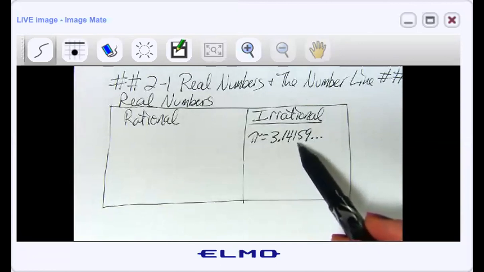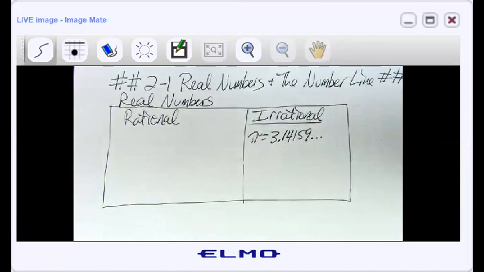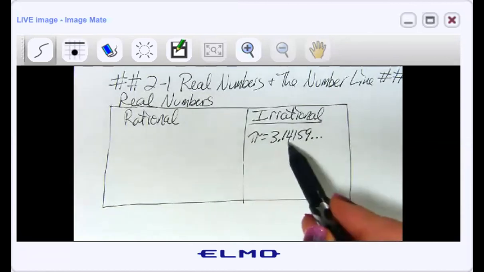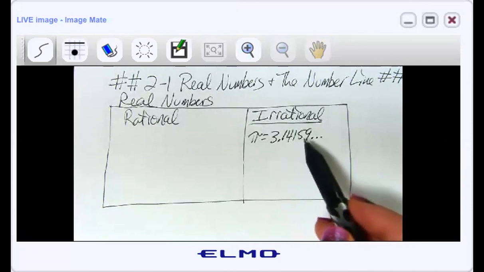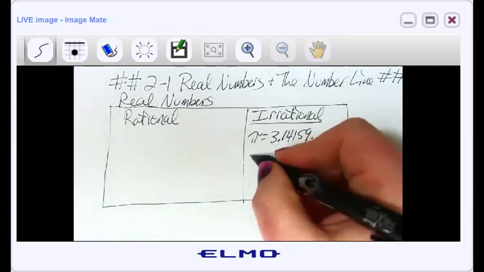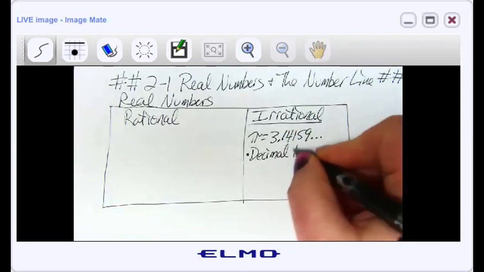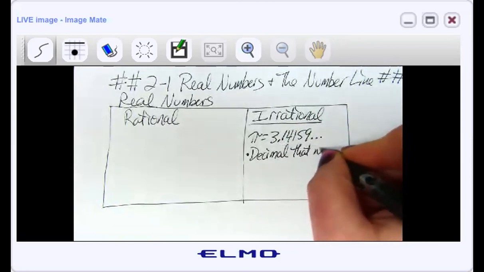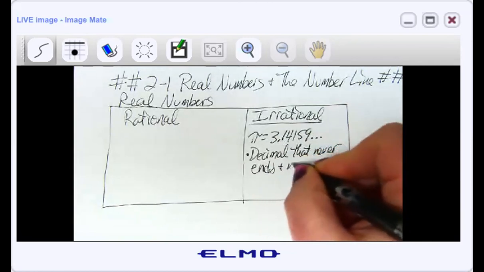I want you to associate irrational with chaos. Okay, it's chaotic. There's a lot going on. It's never ending. There's no sense of order here. It's chaos, right? So that's kind of what's going on here. We have decimals that never end and never repeat. So I'm just going to add that in. Decimal that never ends and never repeats.